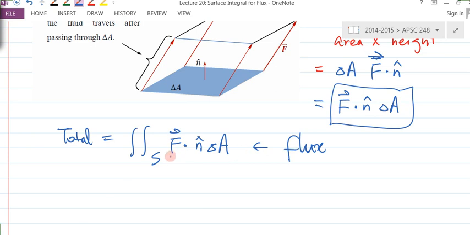F is the vector field. And n hat, what's n hat? It's the direction perpendicular to the surface. Delta A is a small patch. I guess I don't use delta A anymore. I should use dA, right? So dA is a small patch.